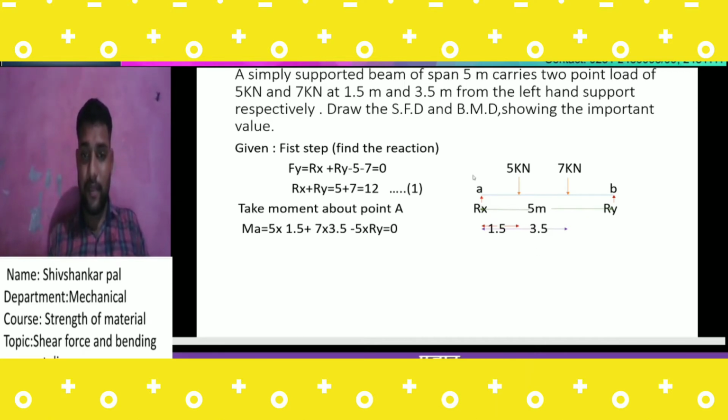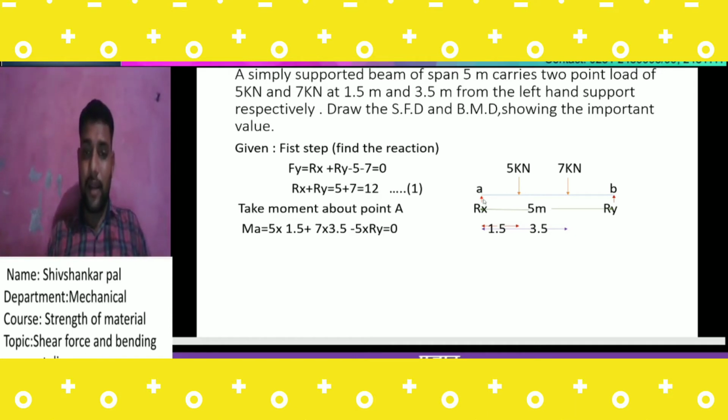Here, that is the point A. At this point force is applied, but the distance is not given. Distance is 0. So the moment due to Rx about point A is equal to 0. And the second thing here is very important: when our moment is clockwise, take it as positive, and when the moment is anti-clockwise, that moment is known as negative. Clockwise positive, anti-clockwise negative.